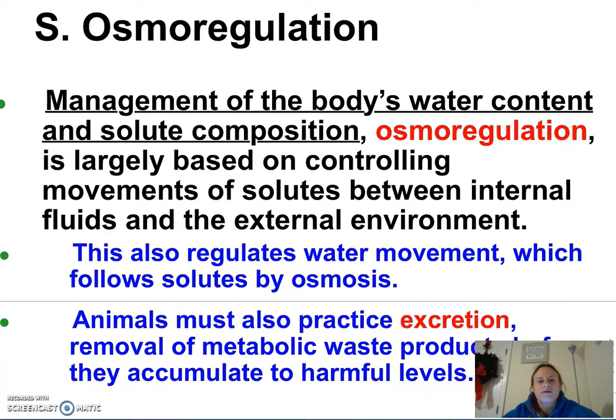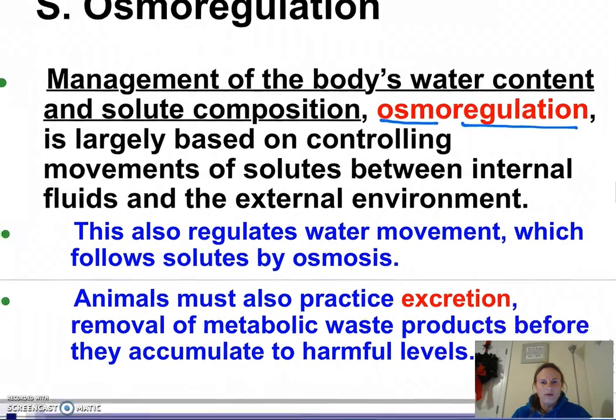I would like to start our discussion on osmoregulation. So if you look at the word itself, osmoregulation, it really gives itself away as far as what it is. It's just regulating through osmosis. It's the management of the body's water content and solute content based on controlling the movement of that water and of the solutes between the external and the internal environment.